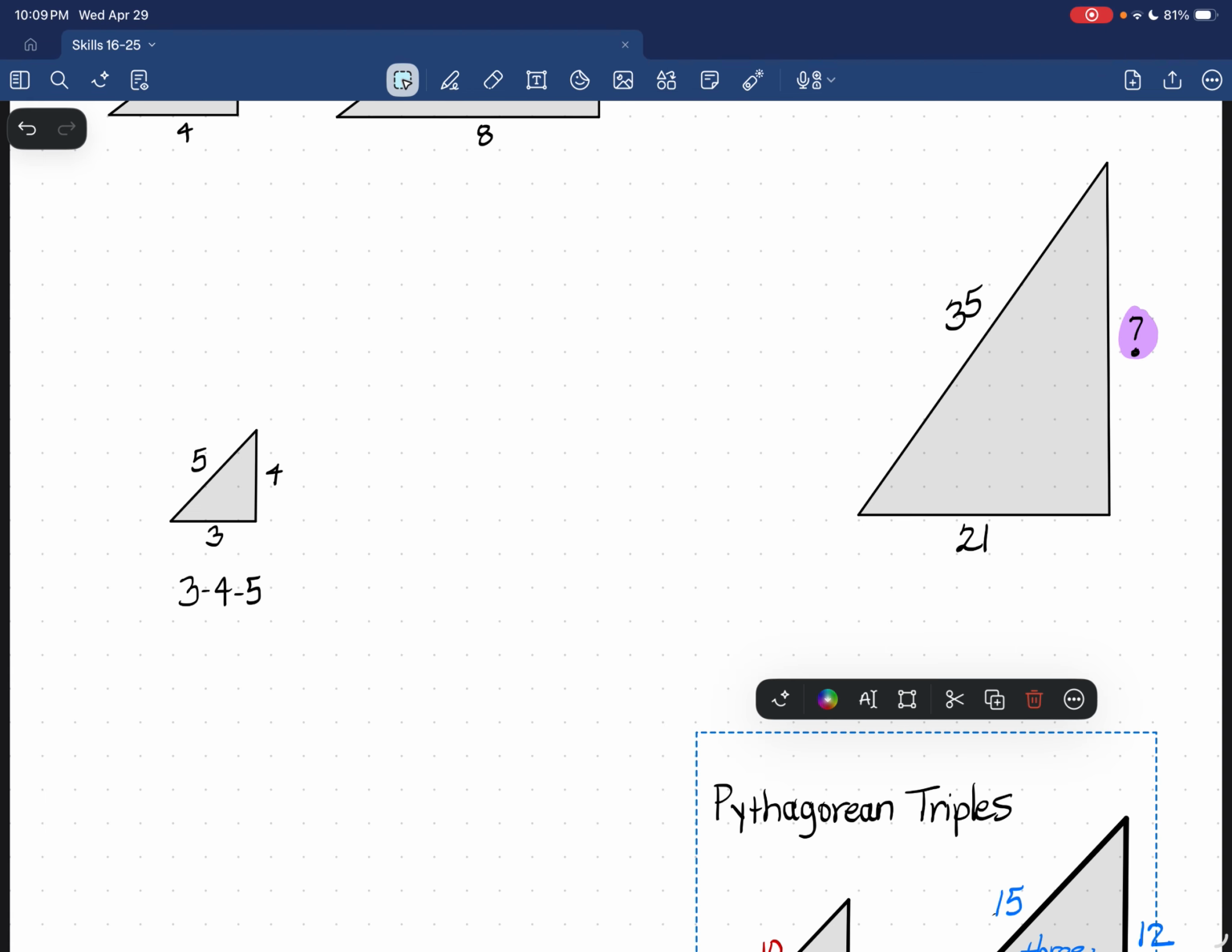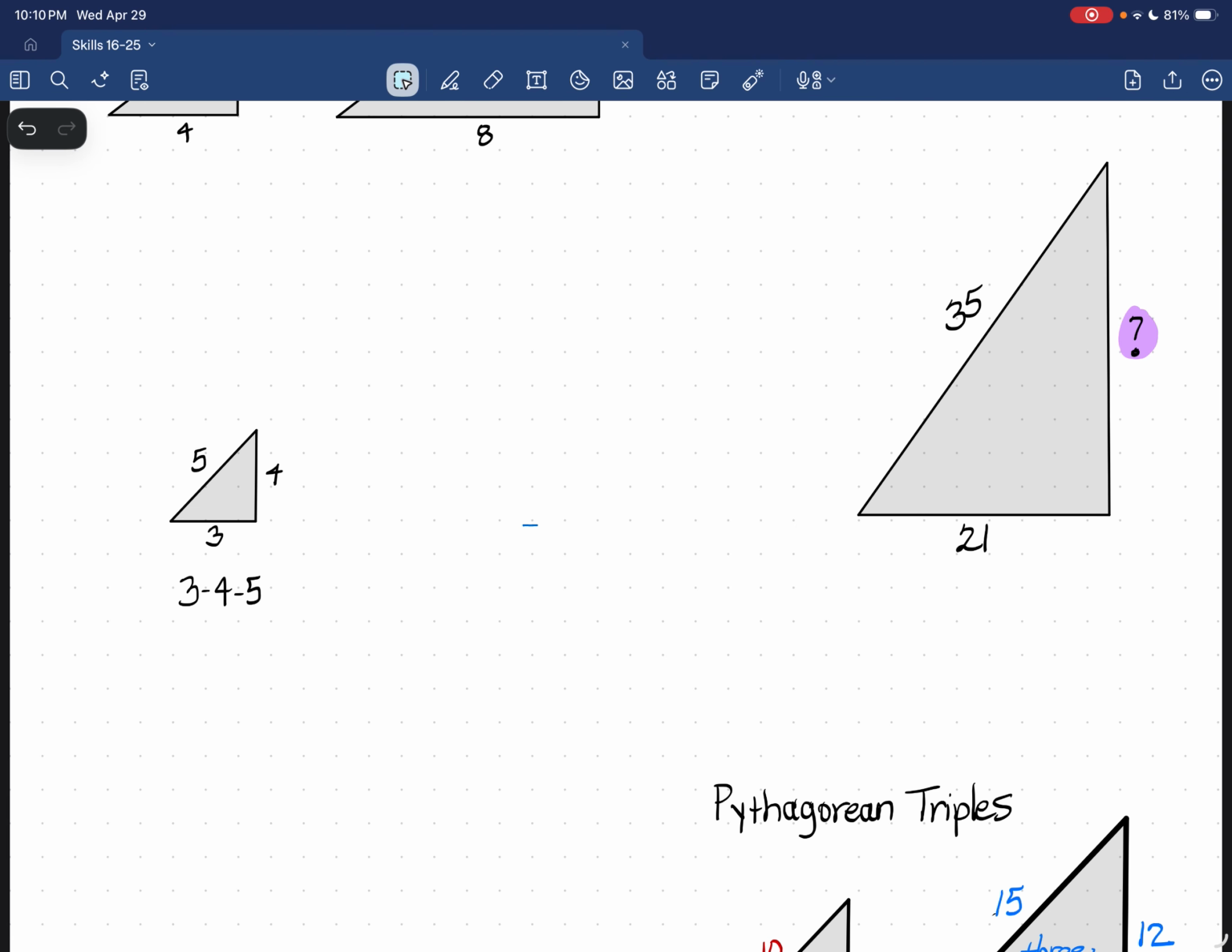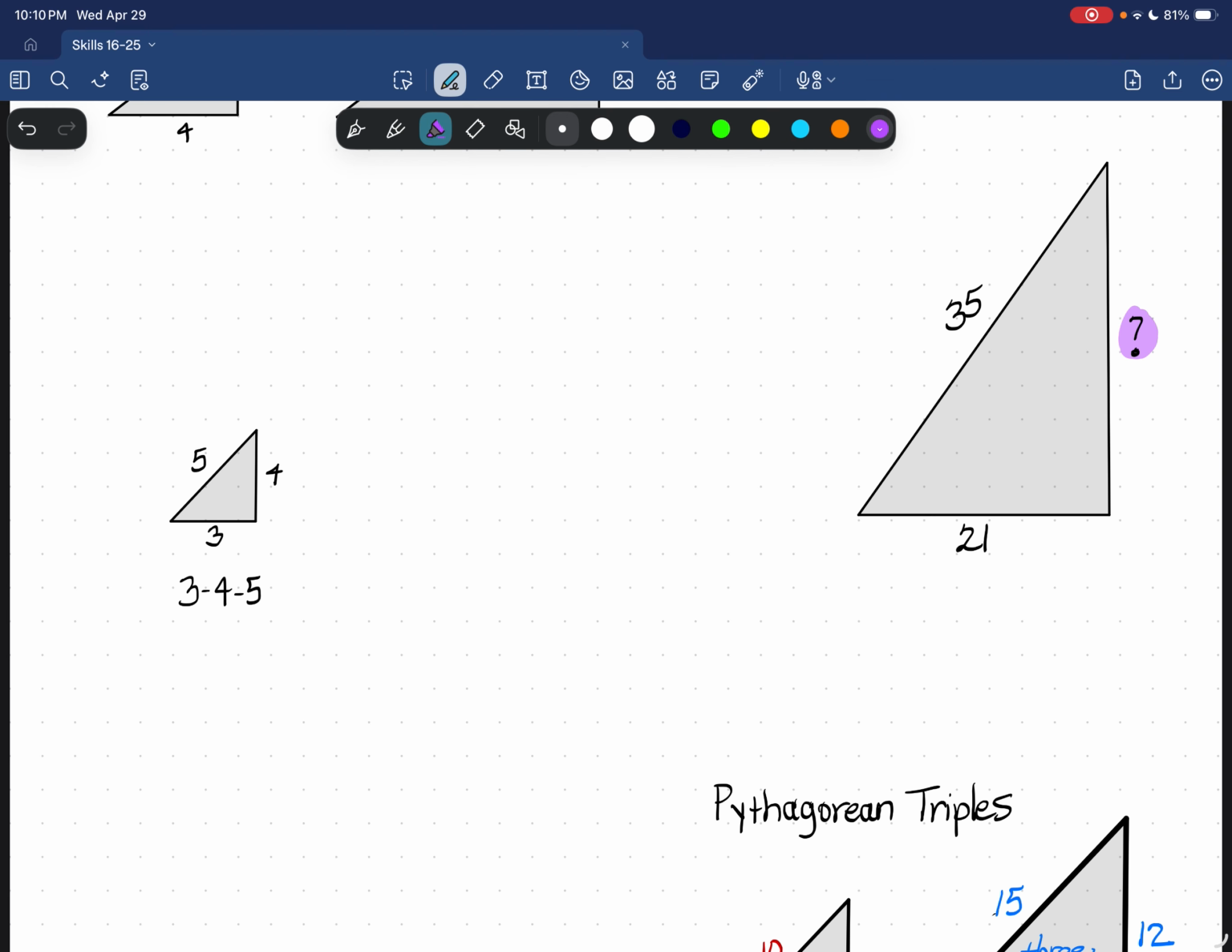That's a mama and a baby. You've got the baby over here, the mama's up there. So from 3 to 21, that's 3 times 7. Five times 7 is 35. So to find this missing one, you're going to need 4 times 7, and that's 28.